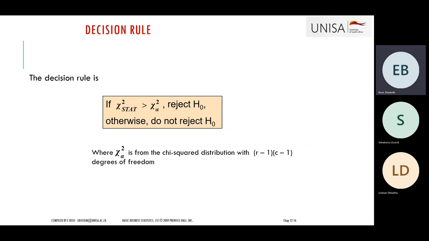To make a decision, similarly to what we did previously, we're going to be using the test statistic and the critical value. A chi-square test is a one-tailed test, an upper-tailed test, so if your test statistic is greater than your critical value, we reject the null hypothesis. Otherwise, we do not reject the null hypothesis.